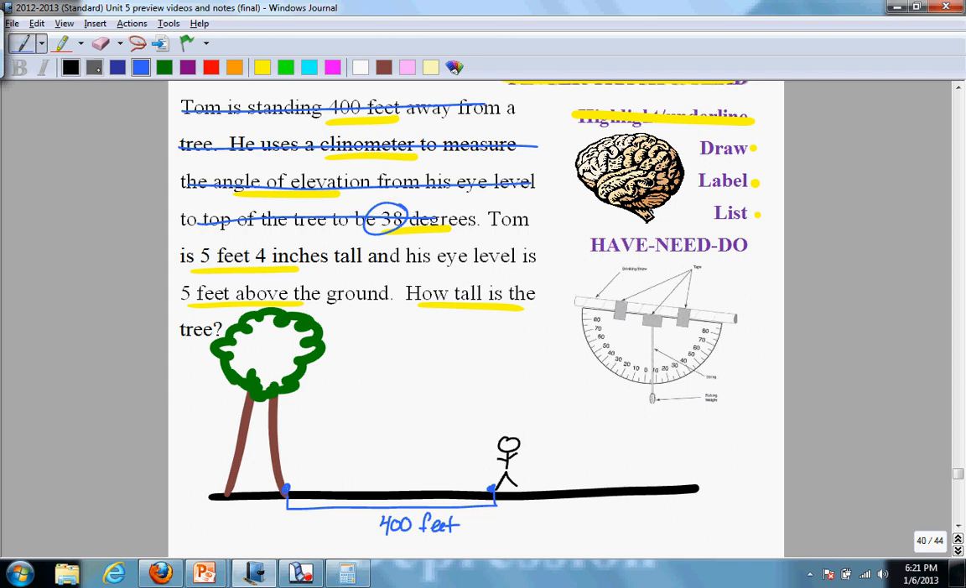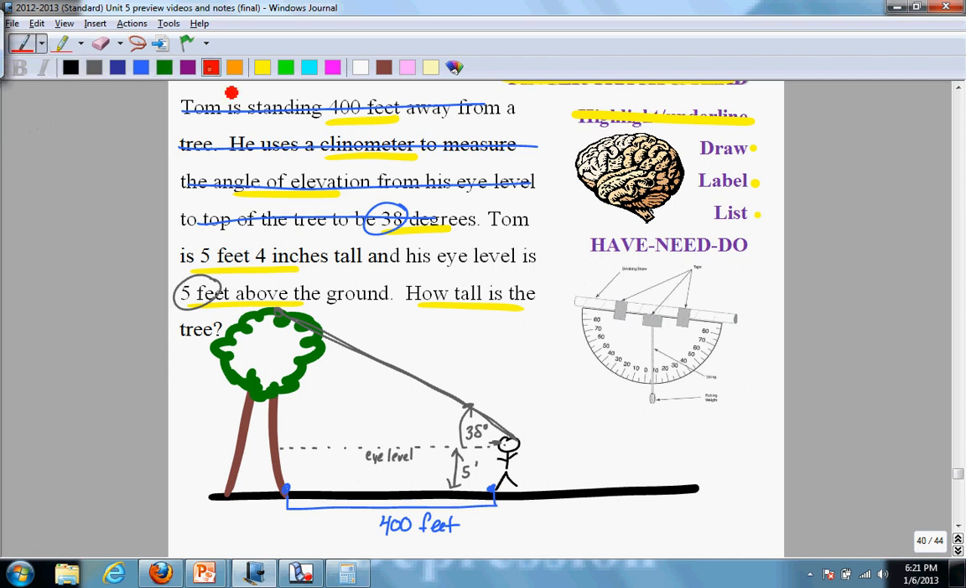Now, why do I need to worry about eye level? Because he's holding this clinometer right at his eye level. So there's an imaginary line at his eye level right here. And at eye level, it's 5 feet off the ground. And that angle to the top of the tree is 38 degrees. We want to find the height of the tree.